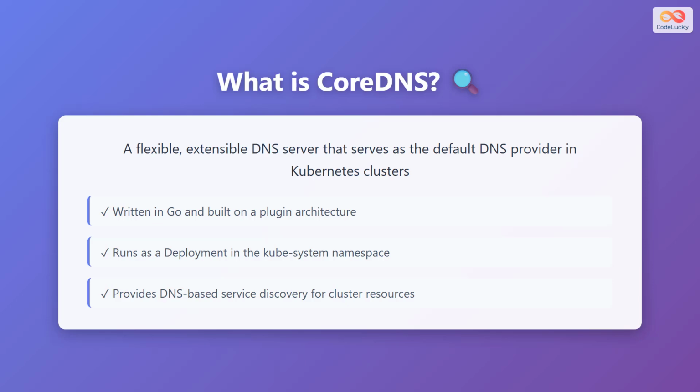CoreDNS is a flexible and extensible DNS server that acts as the default DNS provider in Kubernetes clusters. It's written in the Go programming language and built on a plugin architecture, which makes it highly customizable. CoreDNS runs as a deployment in the kube-system namespace, and its primary job is to provide DNS-based service discovery for all resources running in the cluster. This means pods and services can communicate using meaningful names rather than having to remember IP addresses.